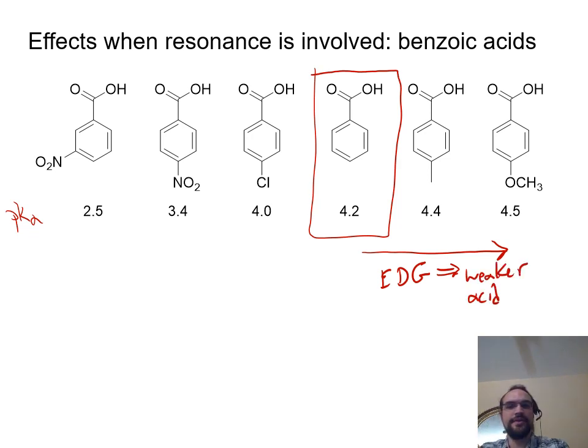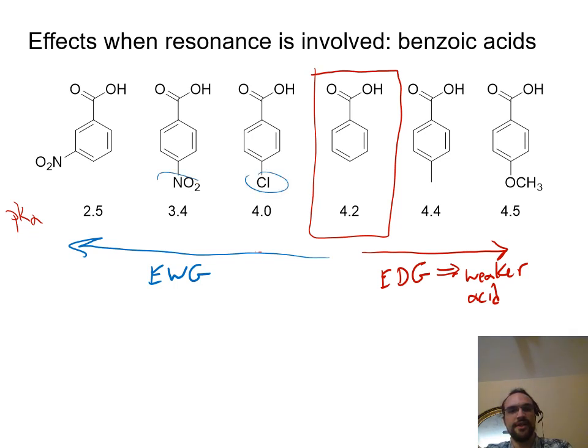But now as I go in this direction from benzoic acid, notice I'm having electron withdrawing groups. We have a chloro substituent. We have a nitro substituent. These are electronegative. We have another nitro substituent. And so these make the carboxylic acid a stronger acid.